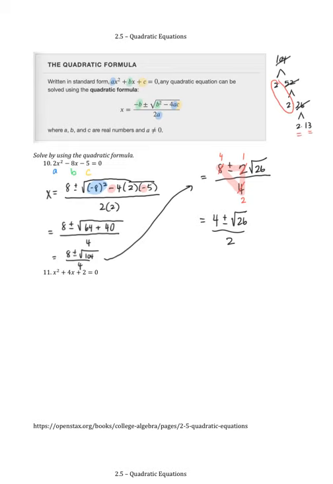So do not make that mistake and reduce the 4 and the 2. This is it. This is your answer. So I can put curly brackets around it, and that's my 2 solutions. All right, let's look at number 11.